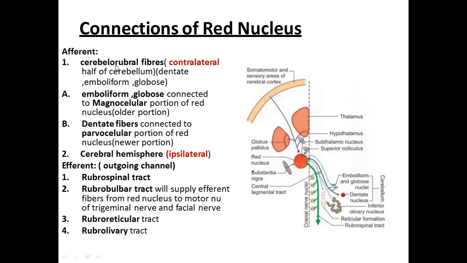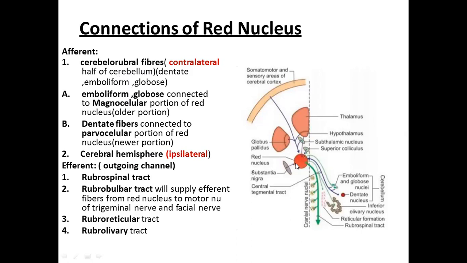Connections of the red nucleus. Afferents: we have the cerebello-rubral fibers from the contralateral half of the cerebellum, that is the dentate, emboliform and globose nuclei. The emboliform and globose nuclei are connected to the magnocellular portion of the red nucleus, which is the older portion. Dentate fibers are connected to the parvocellular portion of the red nucleus, which is the newer portion.